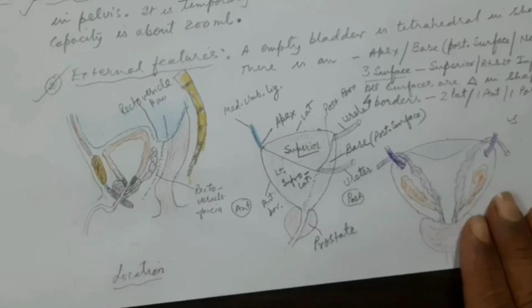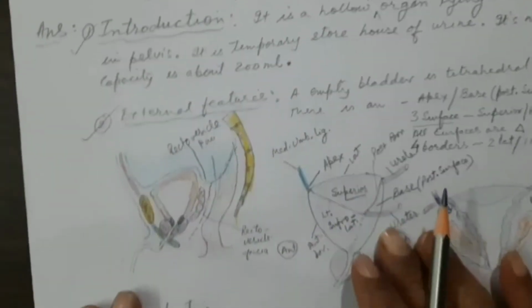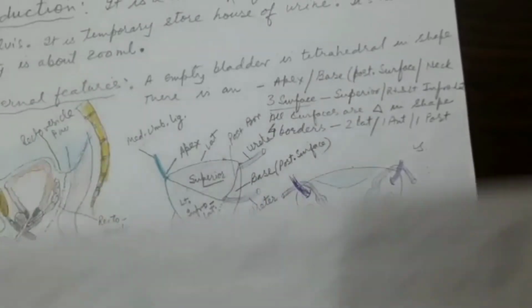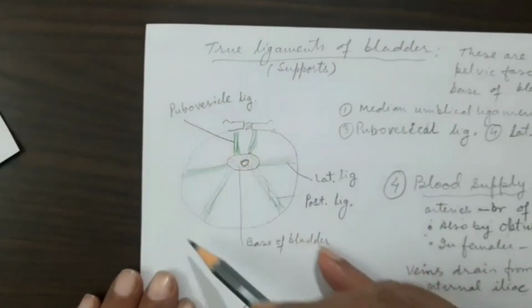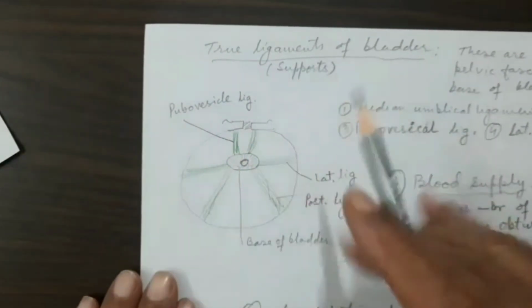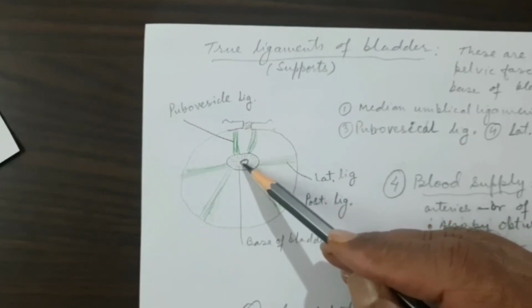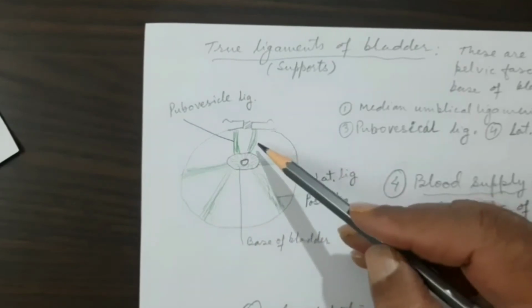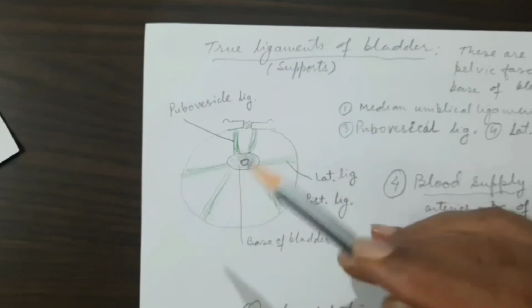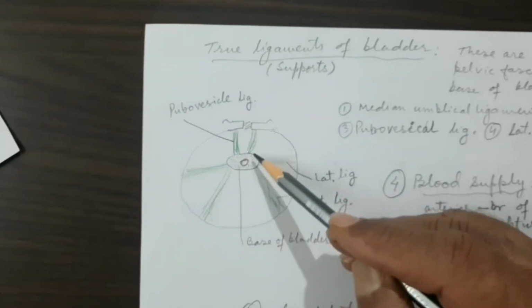Let us come to the next point. In relation, we will also learn about these ligaments. So let us see this diagram of the ligaments of the bladder. This is just a rough transverse section of the pelvic cavity at the level of the neck of the bladder. This is the urethral opening, the sphincteric opening, and this is the neck of the urinary bladder, the lower end of the urinary bladder, not the base, I'm sorry.